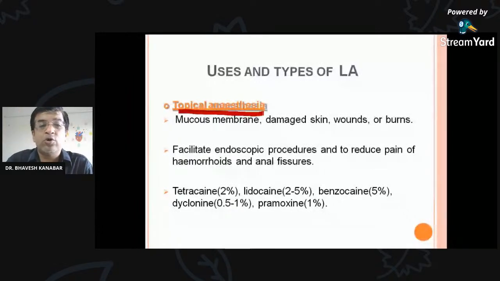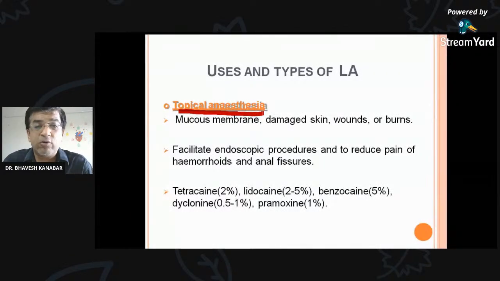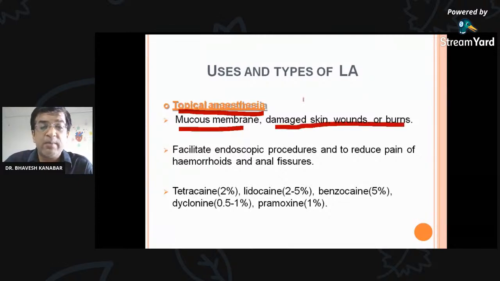Previously, anesthetists were called in Gujarati 'topi sungalavana doctor', but there is nothing like that. All anesthetics are injectable; in general anesthesia, we have discussed that gaseous anesthetics are also there, but most commonly injectables are used. Topical anesthesia over mucous membrane or over damaged skin, wound or bone decreases the pain.